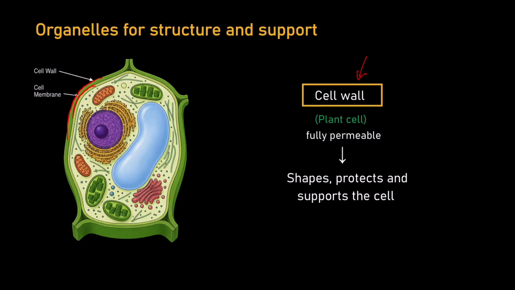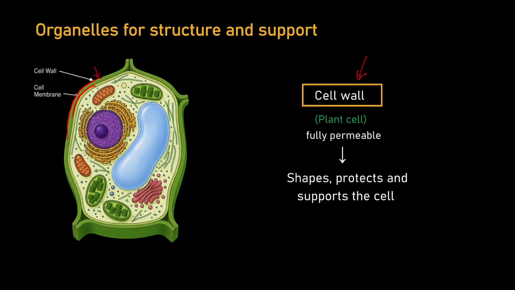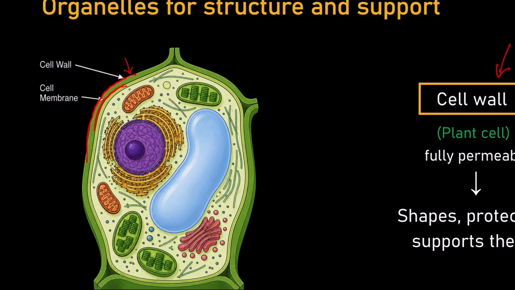Unlike the plasma membrane, which is flexible and partially permeable, the cell wall is firm and fully permeable, which simply means it allows water, ions, and small molecules to freely pass through. In plants, this cell wall is made of cellulose, a complex carbohydrate, and this is what gives the cell wall its strength and rigidity.